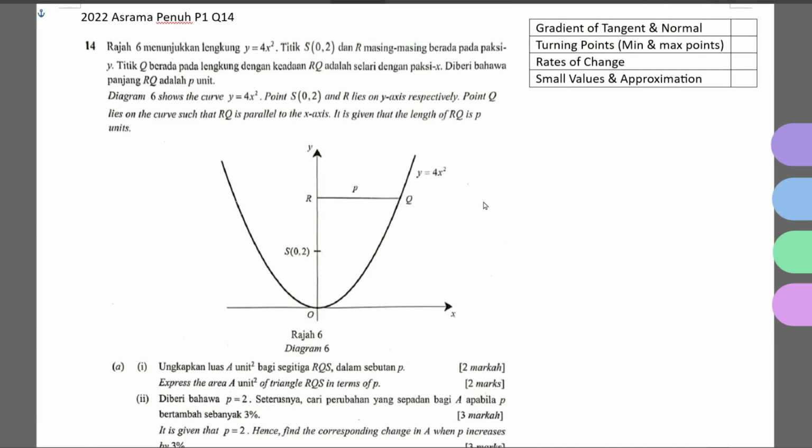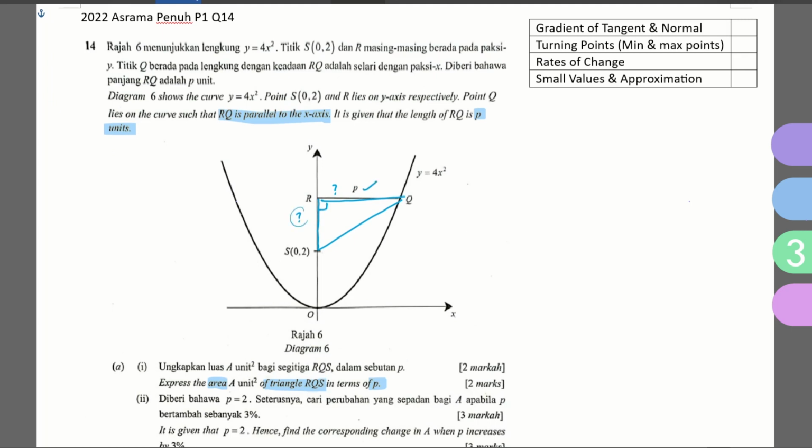In this question, we can highlight that line RQ is parallel to the x-axis, which means it is a horizontal line and the length is p units. For part A1, we need to find the area of the triangle RQS in terms of p. So this will be our triangle. We just need to find this length and this length. So this length is p units.